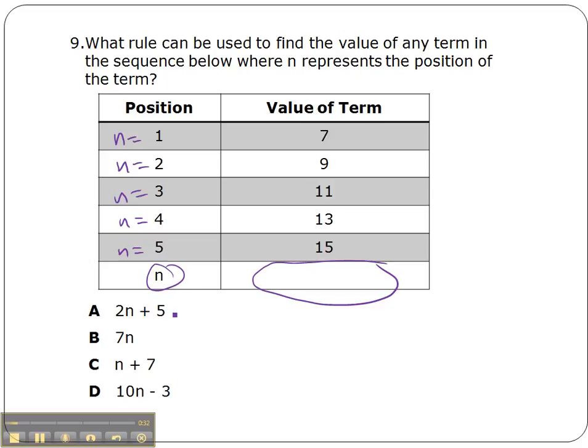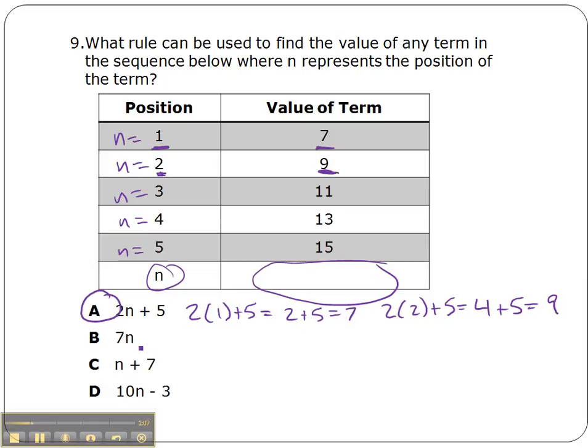So the best way to do this is try these different rules and see which one works. If n equals 1, we're looking for a term of 7. So let's try n equals 1 in the first rule, 2 times n, so 2 times 1 plus 5. 2 times 1 is 2, plus 5 is 7. So that works for n equals 1. Let's try n equals 2. 2n plus 5, 2 times 2 plus 5 equals 2 times 2 is 4, plus 5 equals 9. And that is our term. So it looks like answer choice A is our answer, but let's not stop there.